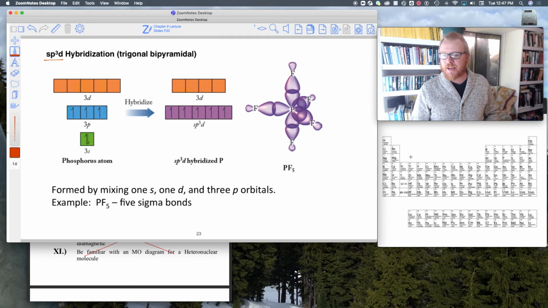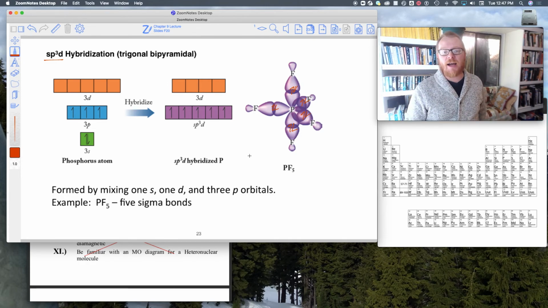And phosphorus, we recognize, is 3s2, 3p3. Okay? So when I promote one of those s electrons, that gives me 1, 2, 3, 4, 5 unpaired electrons, which means I can make 5 sigma bonds. All right, and here they are. 1, 2, 3, 4, 5.